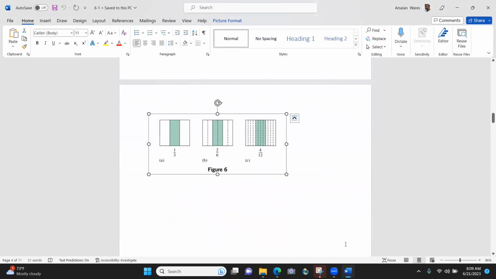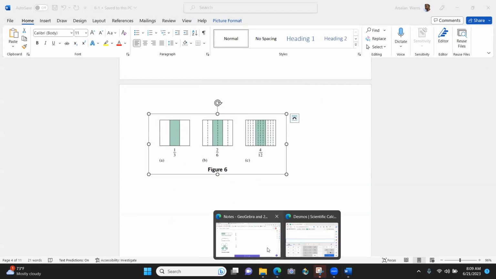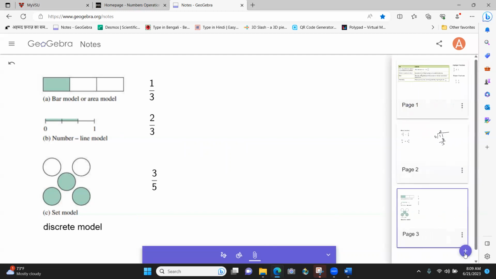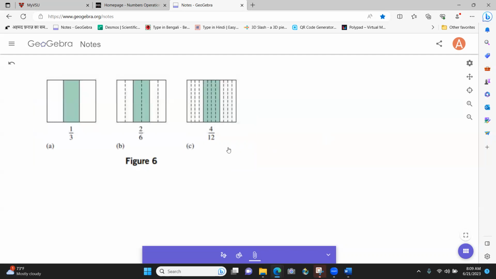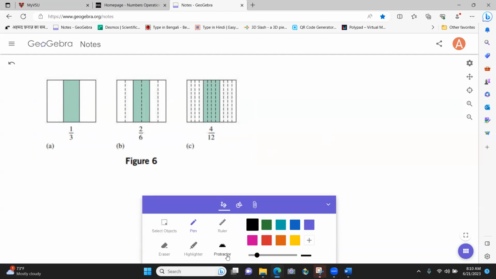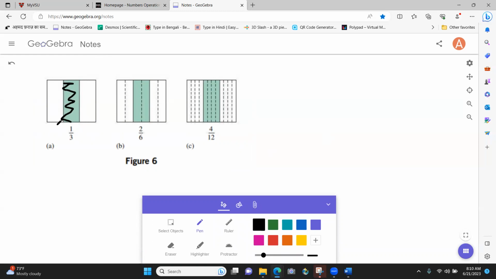Well, this is a good one too. So here they're trying to show why 1/3, 2/6, and 4/12 are the same. Now, this is 1/3 because one part was shaded out of 3 parts. Now, if you take each of the 3 parts, split them further into 2 equal pieces, now you can say that 2 out of 6 have been shaded.